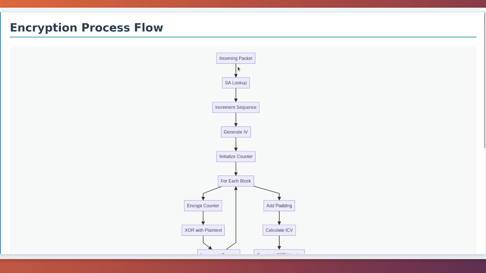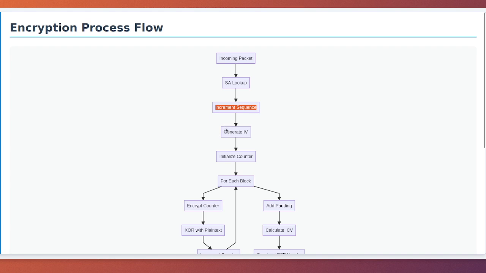When a packet arrives at the VPN endpoint for encryption, the first step is an SA lookup. The system examines the packet's source and destination IPs, protocols, and ports to determine which security association should handle this traffic. This SA lookup yields critical information, including the encryption key, the current sequence number for this SA, and algorithm parameters. If no matching SA exists, the packet might trigger IKE negotiation to establish one, or it might be dropped depending on the security policy.